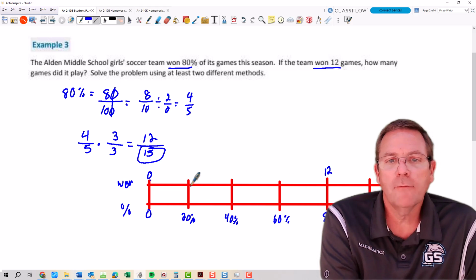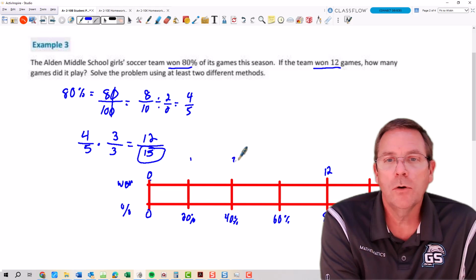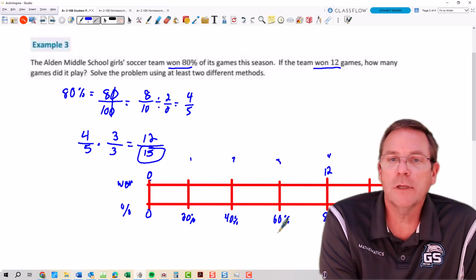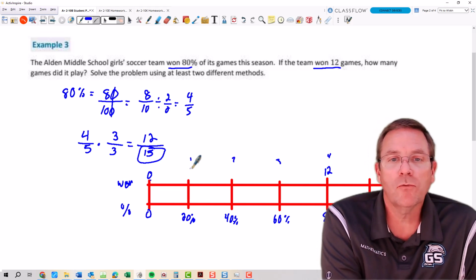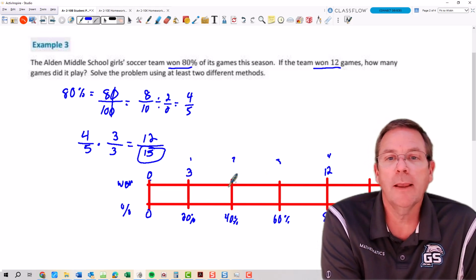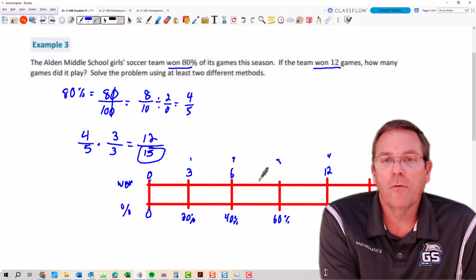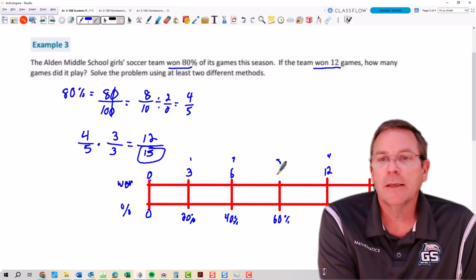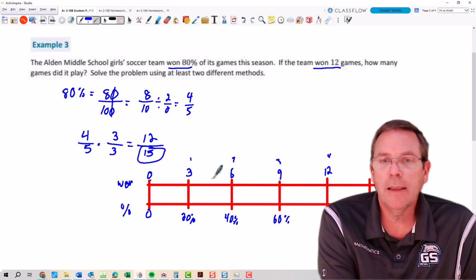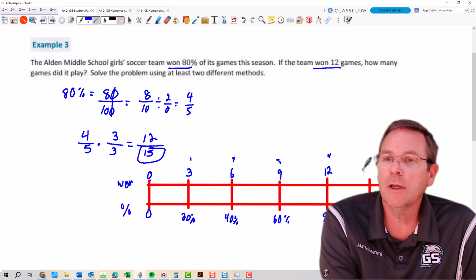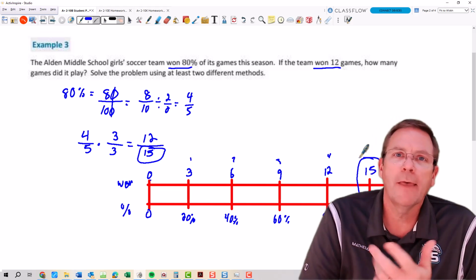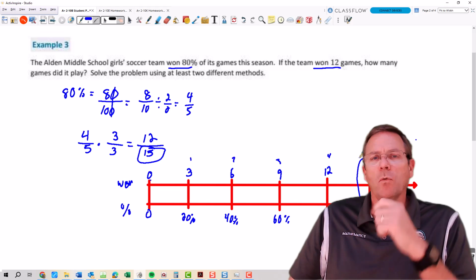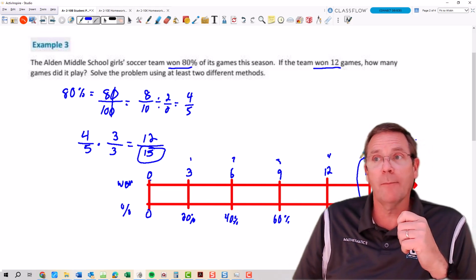Now, we're going to figure out what goes in these spots. So I've got 1, 2, 3, 4 sections that I have to divide by 12. So 12 divided by 4 is 3, which means 20% of the games was 3 games. 40% is going to be 6 games. 60% is going to be 9 games. So I'm increasing by 3 each time. So how many games total? 100% of the games, that was going to equal 15 games. So we looked at 2 different ways of solving that problem as well.